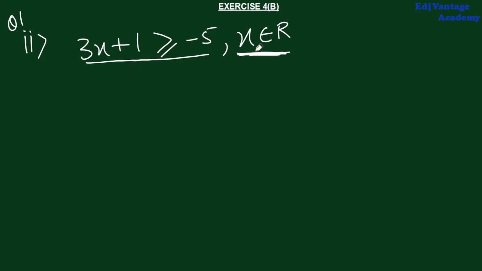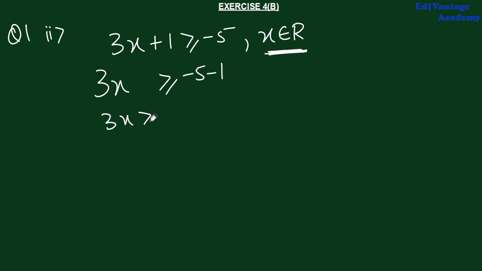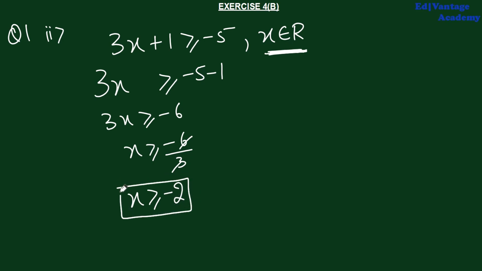So let us simplify this first, then we have to look at this. Simplify this part. It becomes 3x, the plus 1 goes there and becomes minus 1. So we are subtracting, we are not multiplying by -1, so the symbol doesn't reverse. It becomes 3x is greater than or equal to -6. x is greater than or equal to -6/3. So we are taking a positive number down for division. If it was -3 and it comes down, this symbol would reverse then. So the answer here is x is greater than or equal to -2.